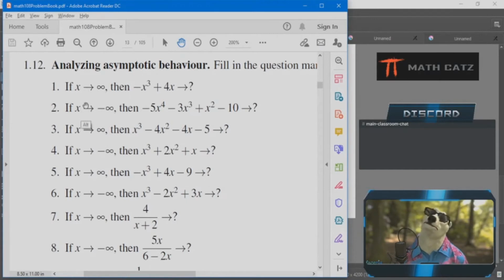And you see here, I have a function. We're doing number 3. If x approaches infinity, meaning x grows in size indefinitely, forever, what is happening to this function? It's a polynomial. So let's write that down.